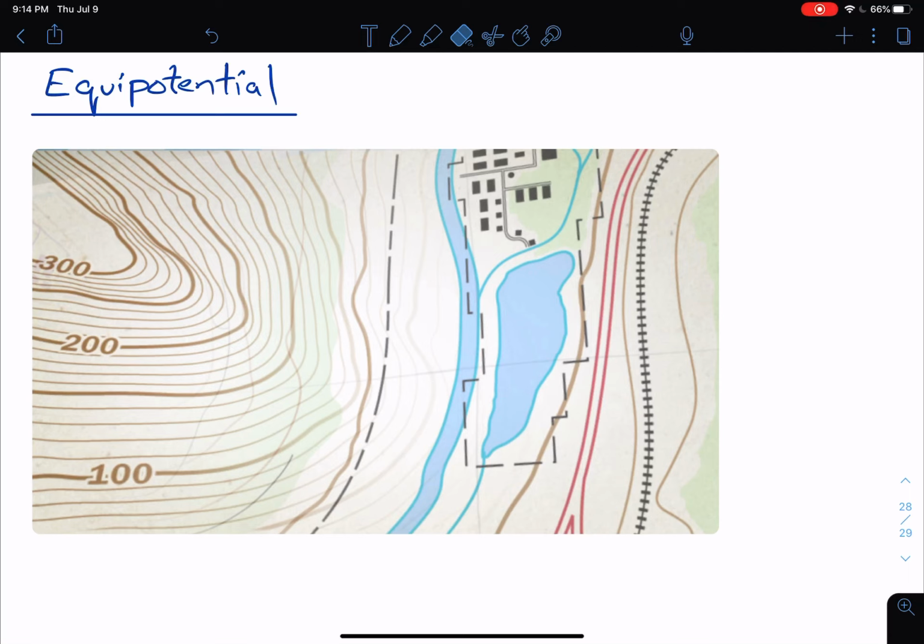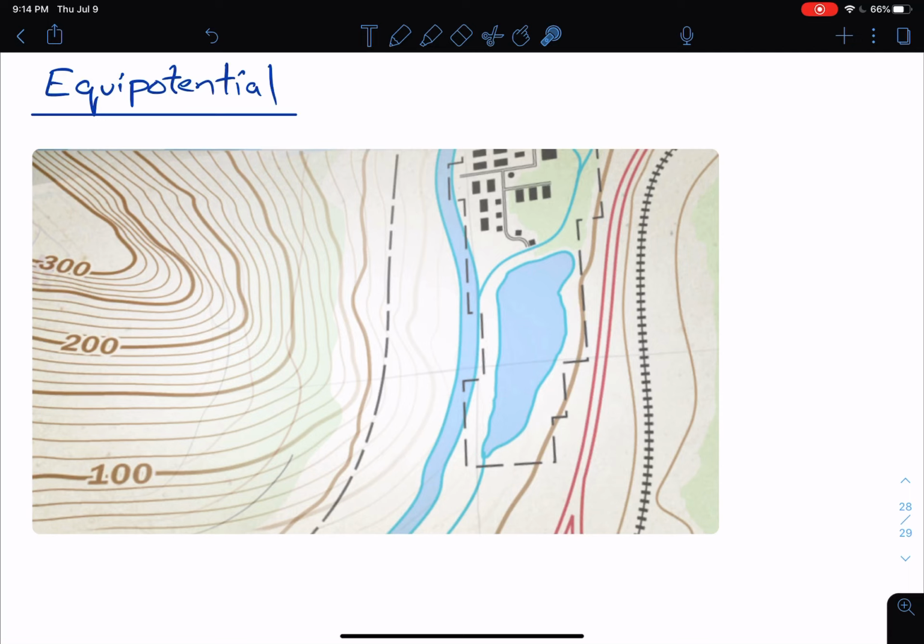It's a lot like a topographic map. As you can see here, I have an example of a topographic map. And every point on this line is at an altitude of 200 meters. This line represents an altitude of 200 meters. This is like an equipotential line. Every point on this line has the same potential.